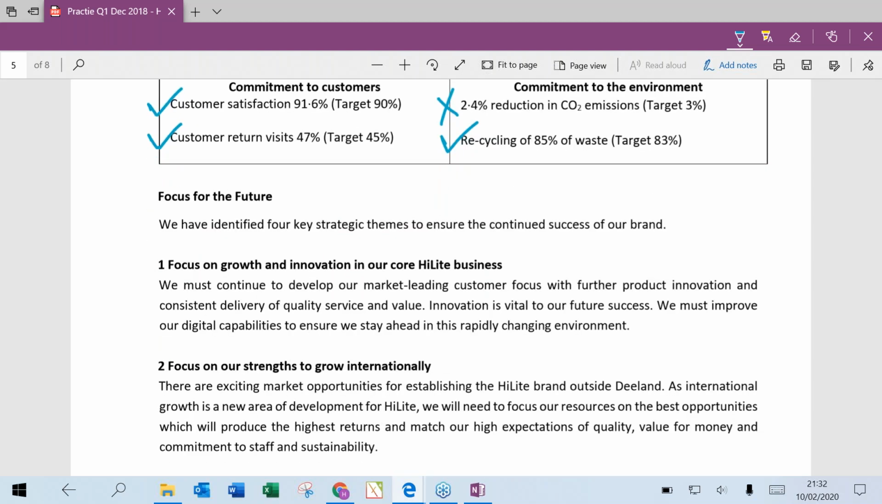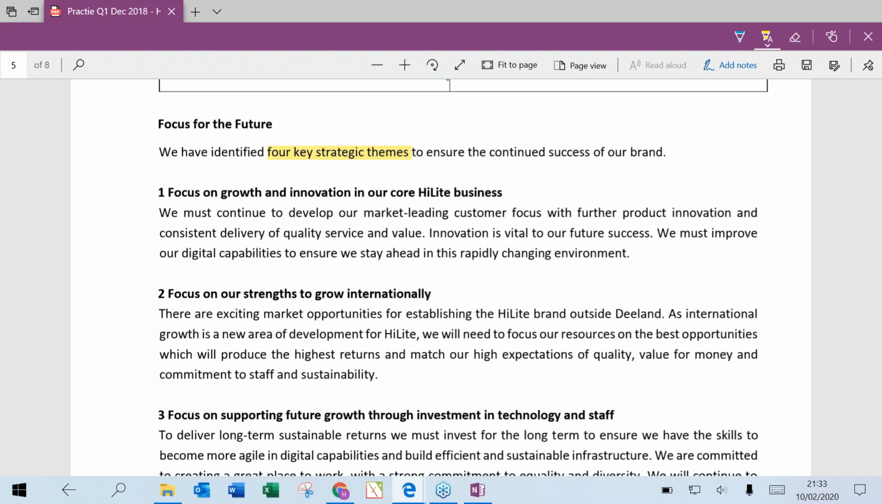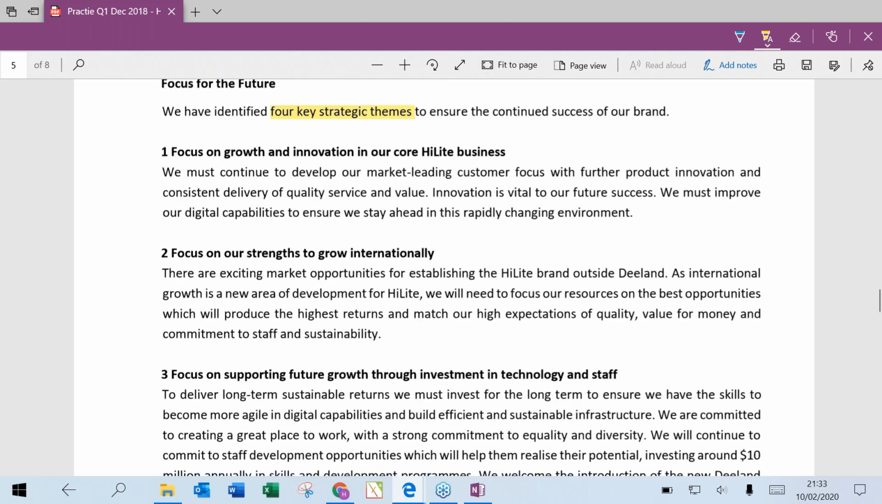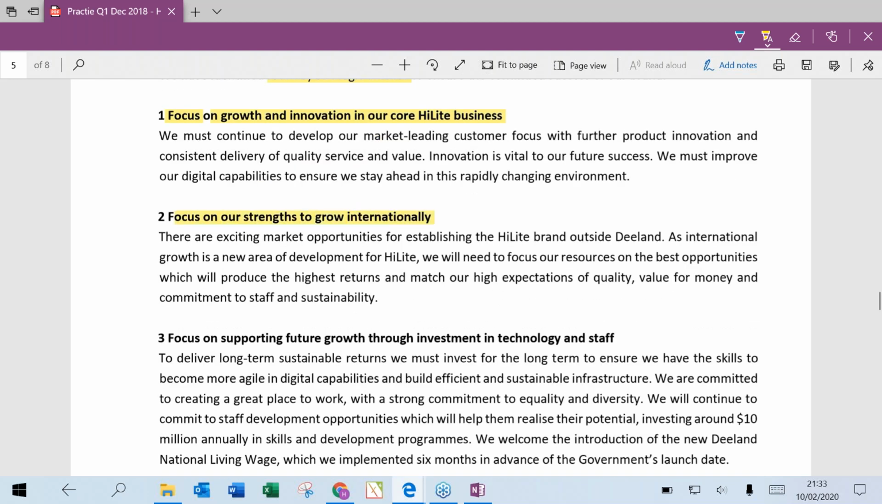Now, focus for the future. Very, very important. What is the focus of highlight for the future? Whatever we read up till now was current position, their latest financials. What about the future? We have identified 4 key strategic themes to ensure the continued success of our brand. What are those? Focus on growth and innovation in our core highlight business. Focus on our strengths to grow internationally. So they want to grow internationally.